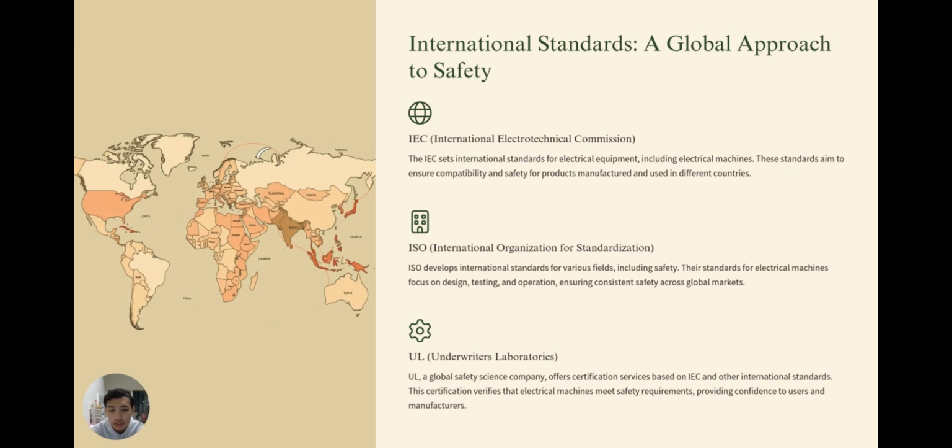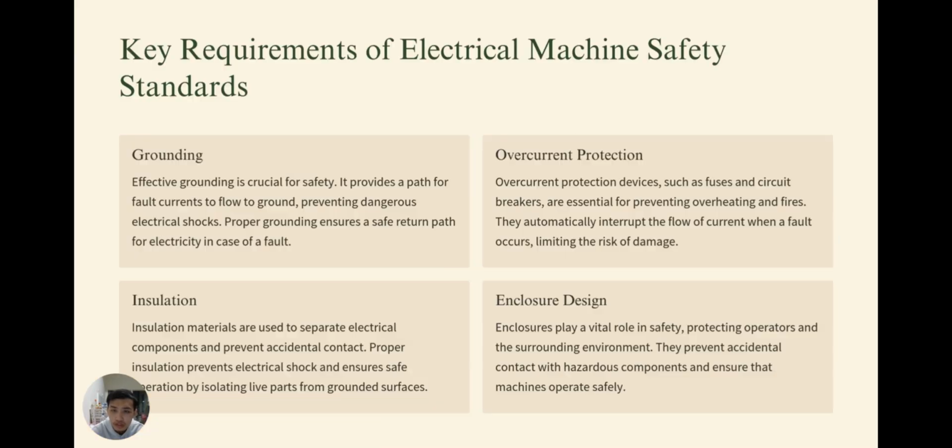Okay, for the last, UL. UL stands for Underwriters Laboratories. UL, a global safety science company, offers certification services based on IEC and other international standards. The certification verifies that electrical machines meet safety requirements, providing confidence to users and manufacturers. The next slide is the key requirements of electrical machine safety standards.